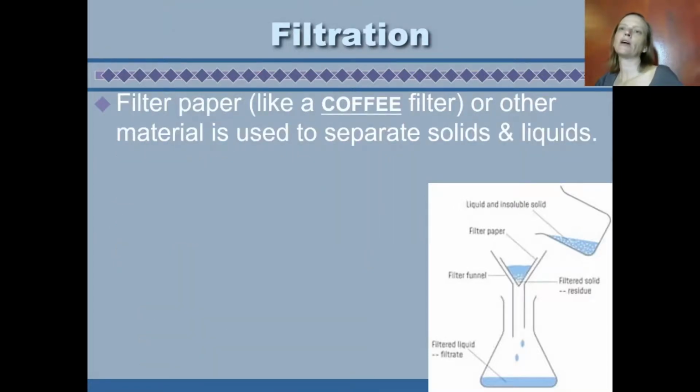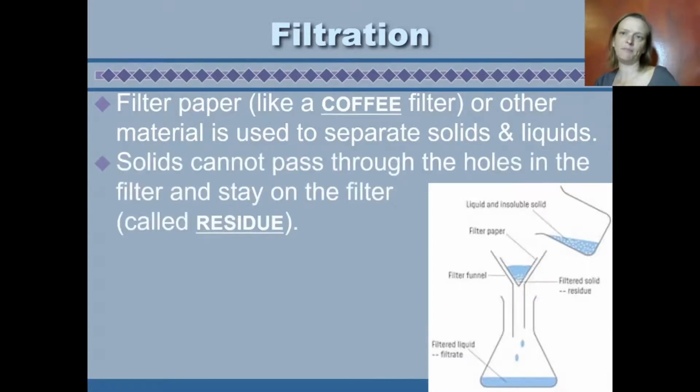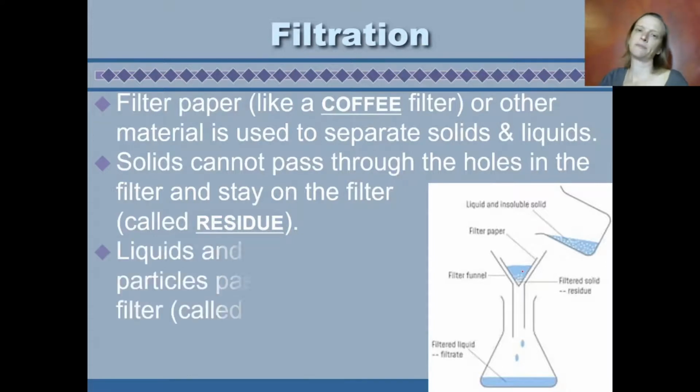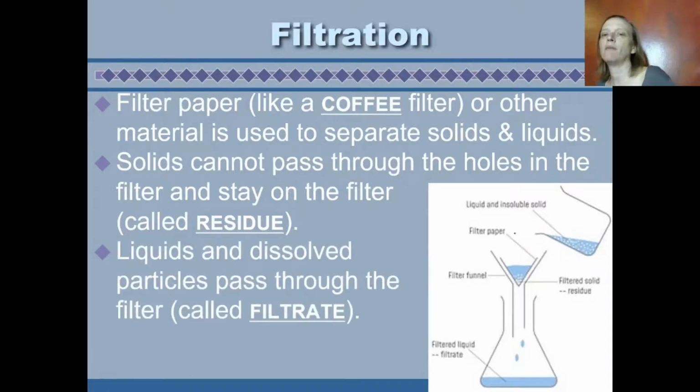So filter paper, like a coffee filter or other material, can be used to separate solids from liquids. Solids can't pass through the holes in the filter because they're too large, and they stay on the filter, and that is called the residue. So that would be the coffee grounds if we're talking about coffee. And then liquids and any dissolved particles pass right on through the filter, and we have the liquid that's left behind, and we call that the filtrate. The filtrate is the liquid or aqueous solution that has been filtered.